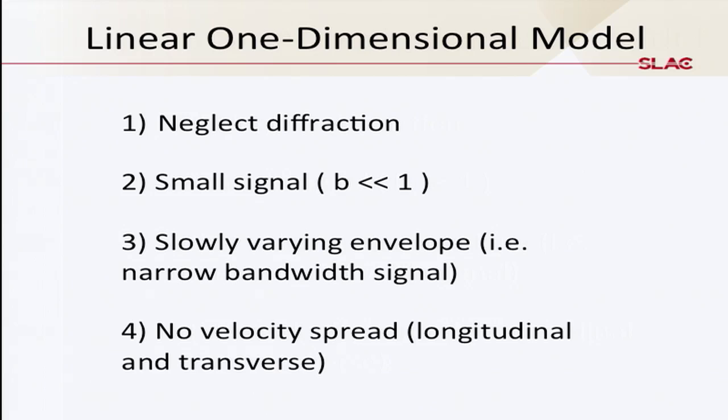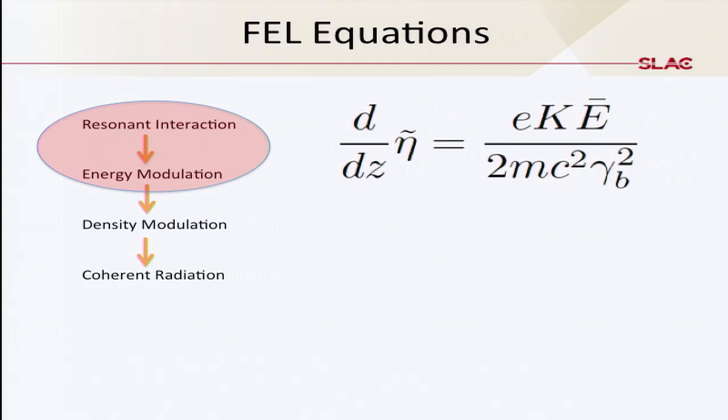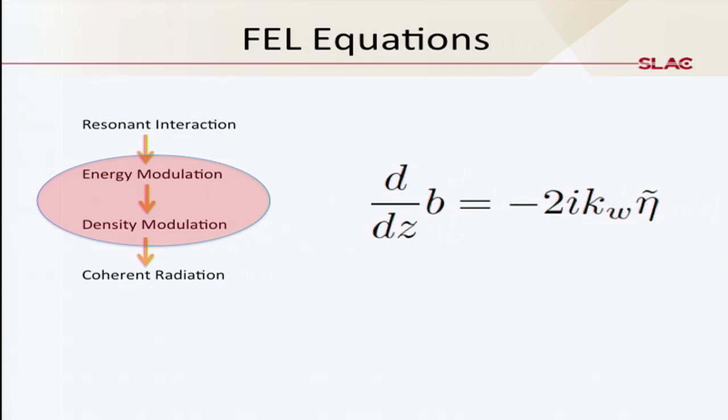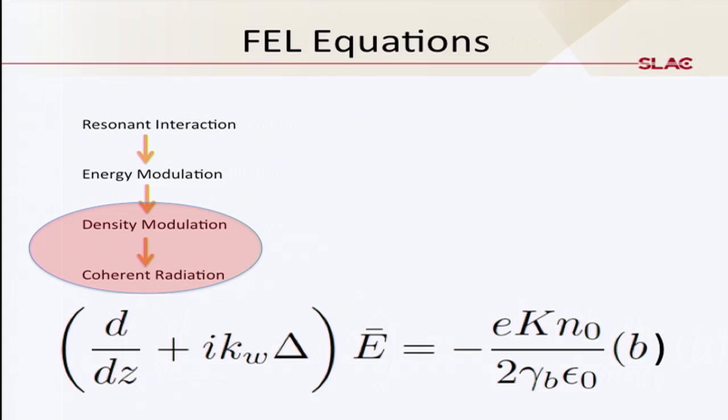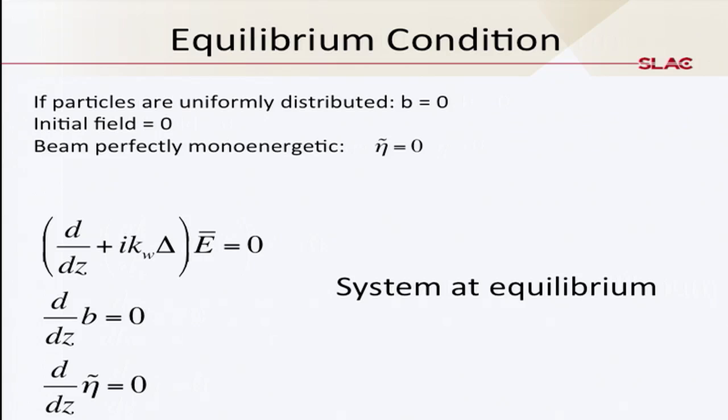Like I said, each step of this process is described by its own equation. This is the field equation. This is the energy modulation equation. So your energy modulation grows proportionally to the existing field. Then the bunching factor grows as a function of your energy modulation. So energy modulation creates bunching factor. And then you have your wave equation that says, well, you have some bunching factor, now it's going to make some radiation field, right? Now, this is a linear system of equations. It's really easy to solve. And let's look at the equilibrium of this system.